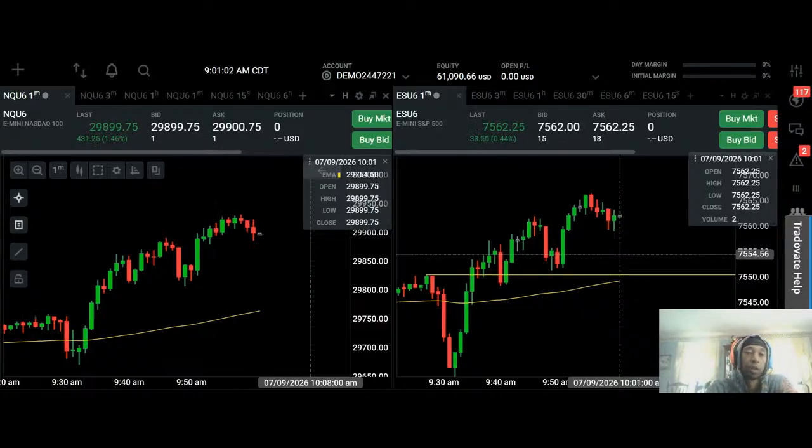I didn't take a trade on Monday. Didn't take a trade on Tuesday. We're getting better and better about sticking with these rules.